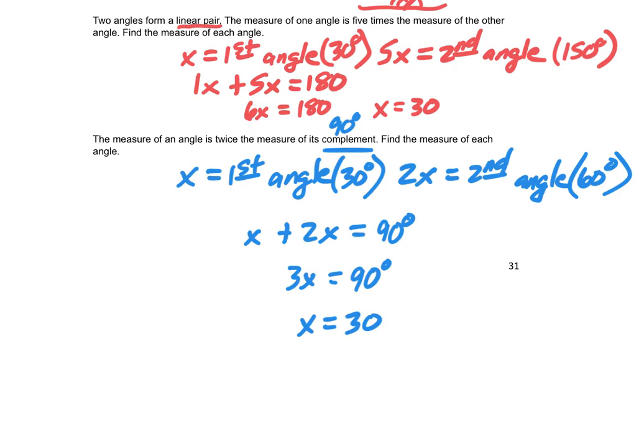Two things have to be true. This is 2 times bigger. Yep, makes sense. Does 60 and 30 make 90? Absolutely. So that's how we can check our answer. All right.